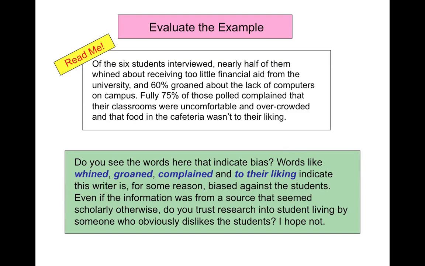First of all, you can see that there are what we call flag words, like whined, groaned, complained. We can tell that the writer, for some reason, is biased against the students. We can also see that the sample size, 6 students, is just not enough to draw any inferences. 60% of 6 students, I mean, it doesn't make any sense. So obviously there's something, we don't know why, but it's clear that this source is not reasonable for a research paper.